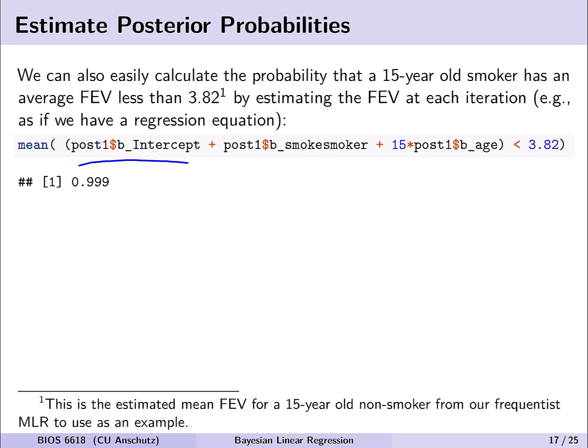But we can see from our model, all we have to do is extract each of the posterior estimates for our beta for the intercept, for smoking status, since this is a 15-year-old smoker, unfortunately, and then add 15 times their age, because again, it's just like a regression equation, beta hat age times x. And here we're essentially going to have 4,000 estimates of that average FEV, and we're going to ask, is it less than 3.82? Which we can then see happens 99.9% of the time. In other words, the average FEV is expected to be less than a non-smoking 15-year-old almost all the time throughout our various iterations of our posterior.